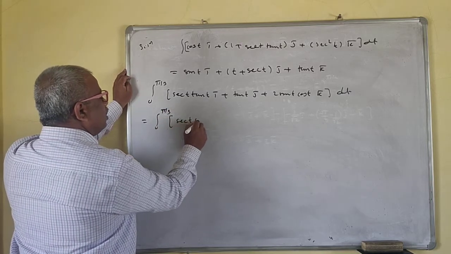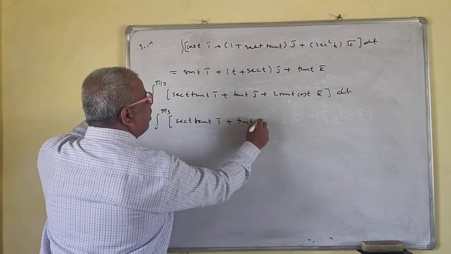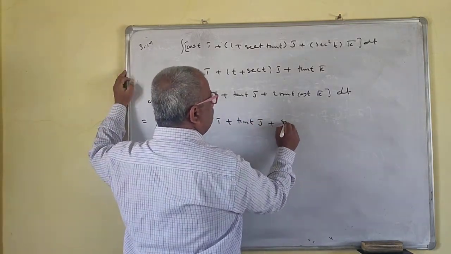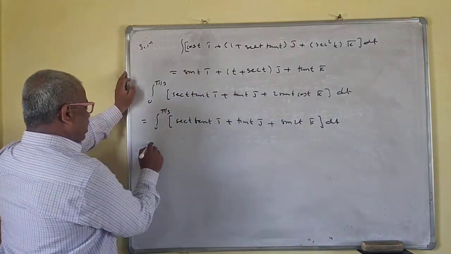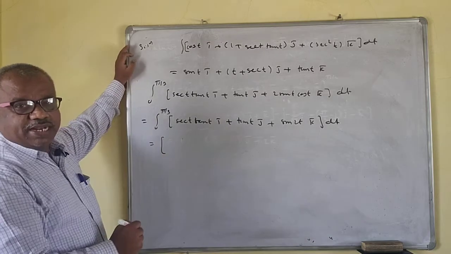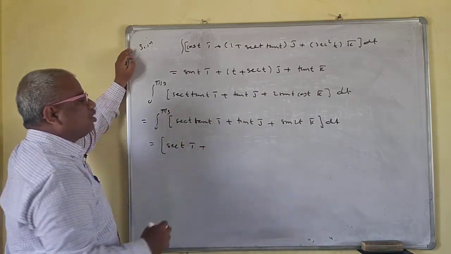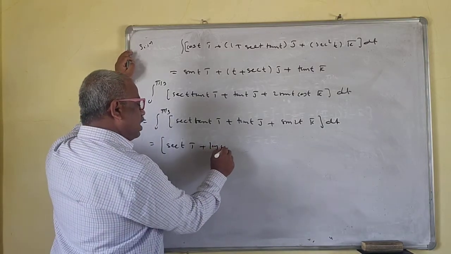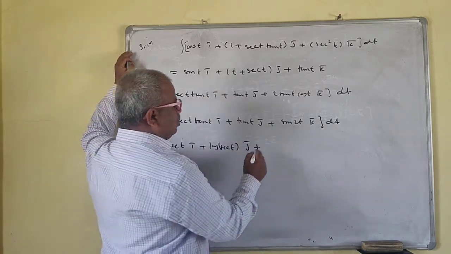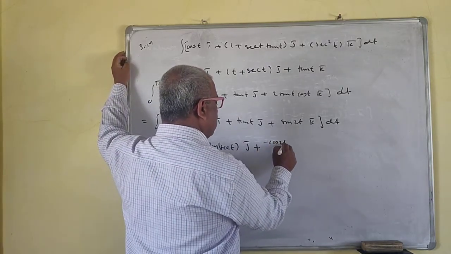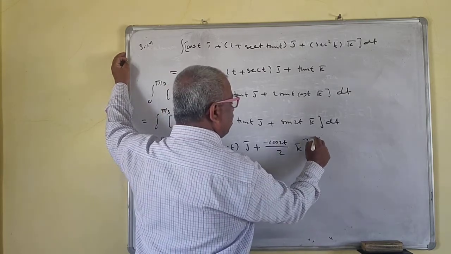Sec t tan t is integrable, no problem. Tan t is also integrable, no problem. This is sin 2t k bar. Now all are integrable, so we will integrate this. Integration of sec t tan t is sec t i bar. Integration of tan t is log of sec t j bar plus minus cos 2t upon 2 k bar, from 0 to pi by 3.